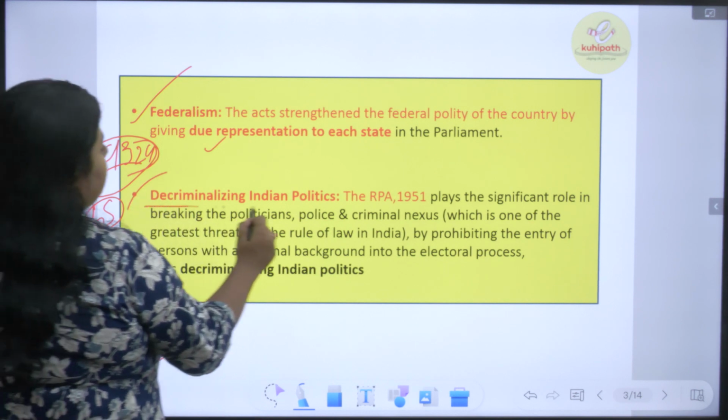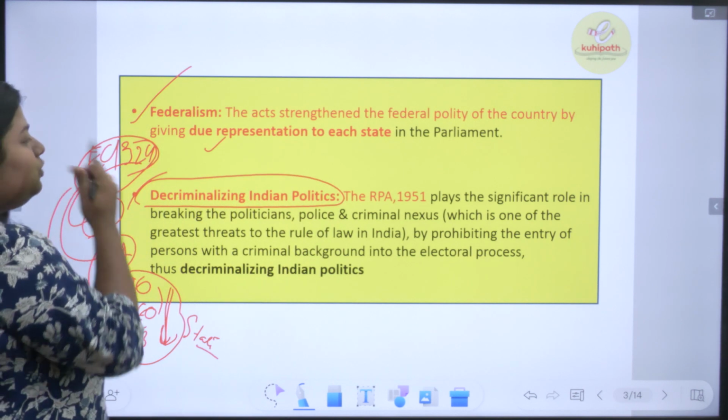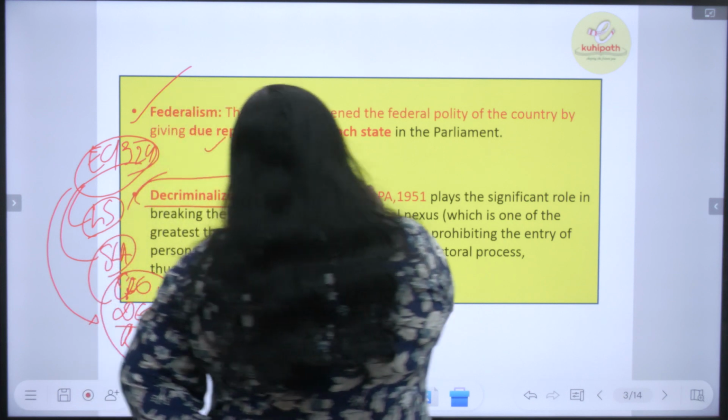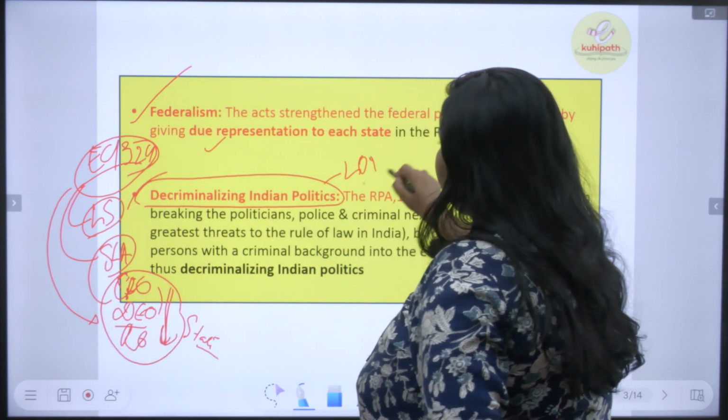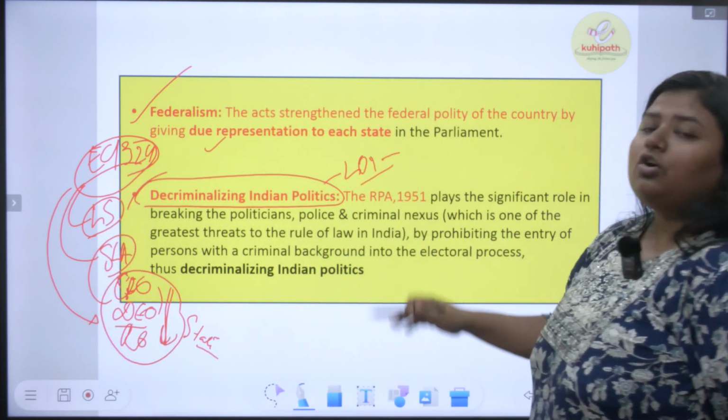Fine. So, decriminalization of Indian politics. A term we have discussed is that 40% of people in Lok Sabha have heinous crimes recorded on their names.